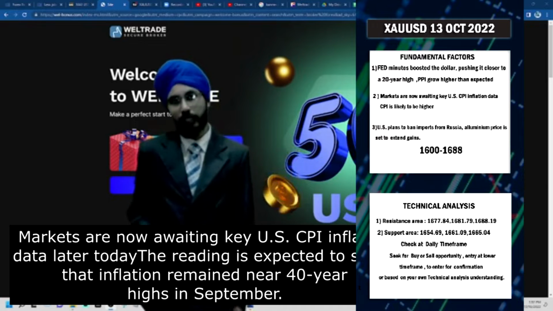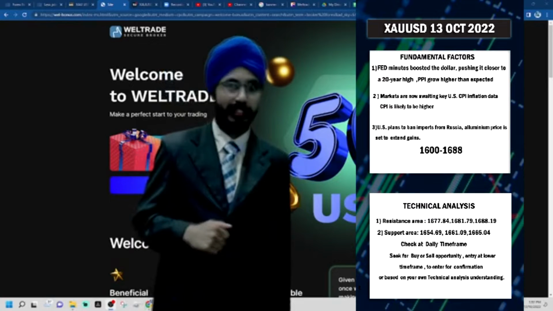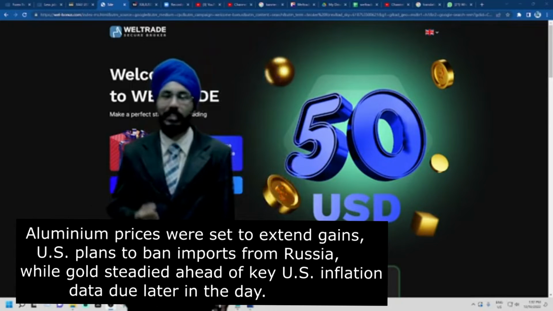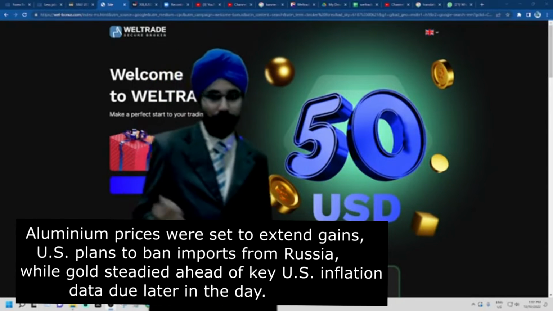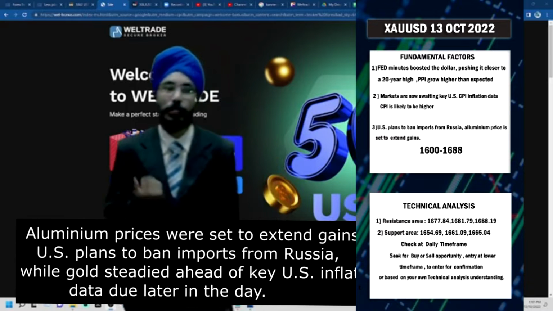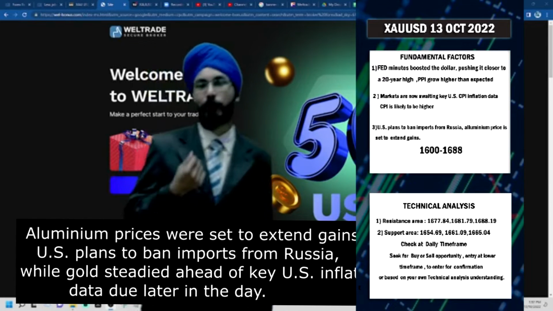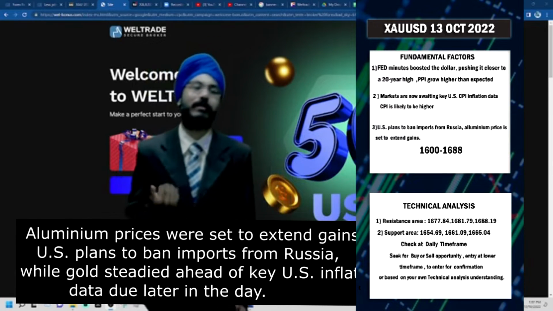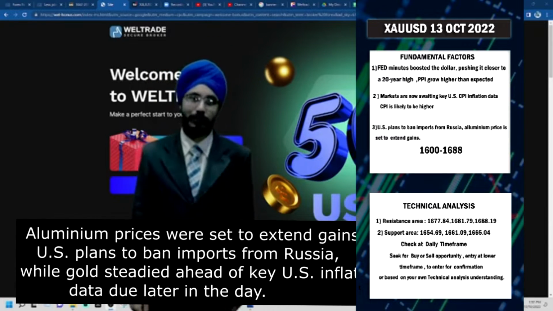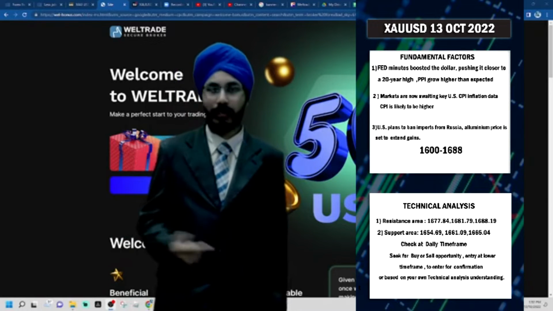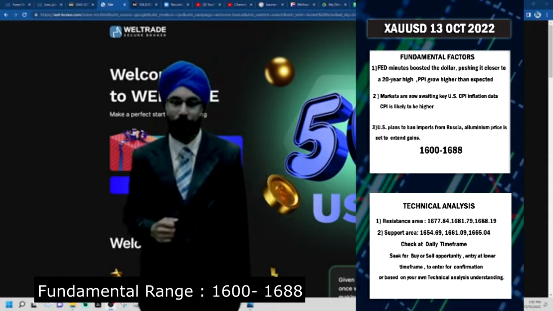Thirdly, as you can see, aluminium prices have risen, and this is making the metal markets gain slight momentum as well. This is also due to the restriction placed by the US towards Russia in order to ban their imports of oil and many other substances.